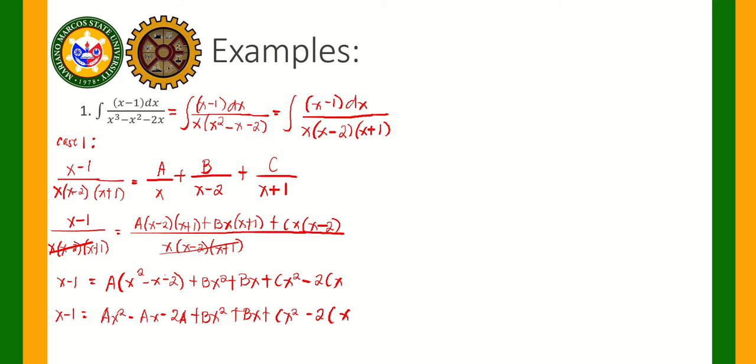So there are two methods in which we can solve for the values of a, b, and c. So the method 1, first method natin is method 1. We assign values of x.